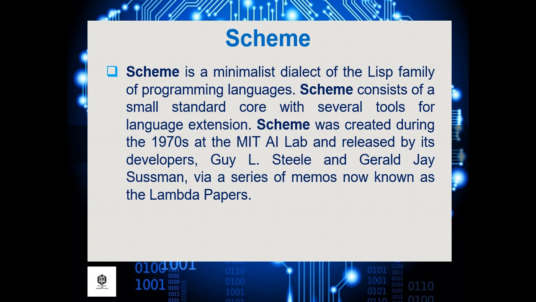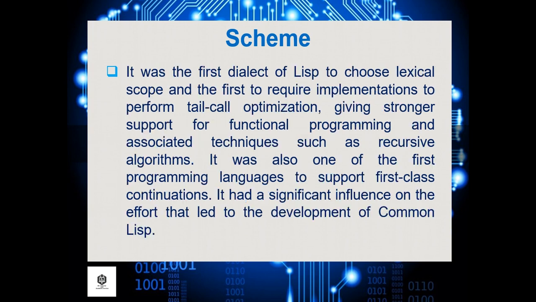Scheme. Scheme is a minimalist dialect of the Lisp family of programming languages. Scheme consists of a small standard core with several tools for language extension. Scheme was created during the 1970s at the MIT AI Lab and released by its developers, Guy L. Steele and Gerald J. Sussman, by a series of memos now known as the Lambda Papers.